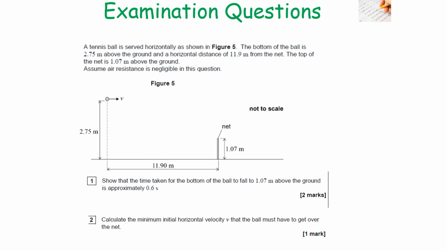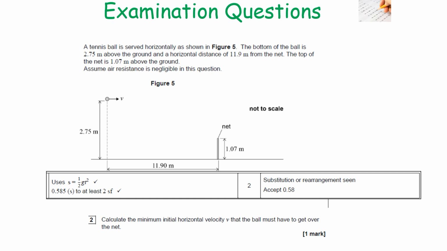You can see that it's working through from 2.75 to 1.07. You can work out your difference as the distance to fall. So you've got s, and you know what your value of u is going to be. It's going to be 0 because it's starting off stationary, so we know u is 0, so we can say that s is equal to a half at squared. So therefore we can work it through, and then you can get your answer to be 0.585 seconds.